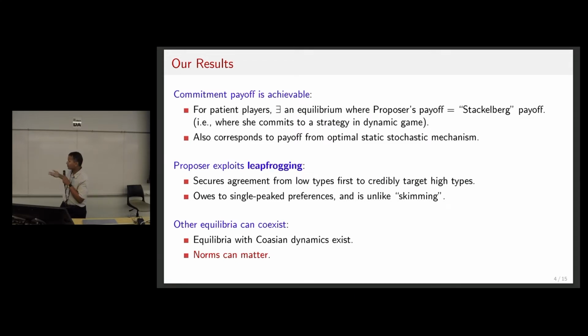There could be multiple equilibria, so there exists an equilibrium in which the proposer obtains his commitment payoff. There also exist equilibria with Gaussian dynamics. And so this highlights the implications and importance of norms in legislative negotiations. Okay, so those are the results. What I want to do is tell you a little bit about the model and then give you a simple example to elucidate the core ideas here.